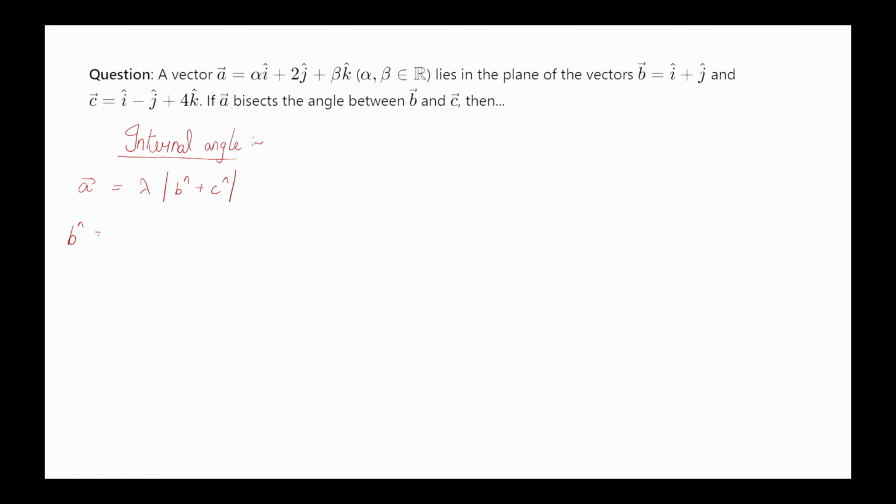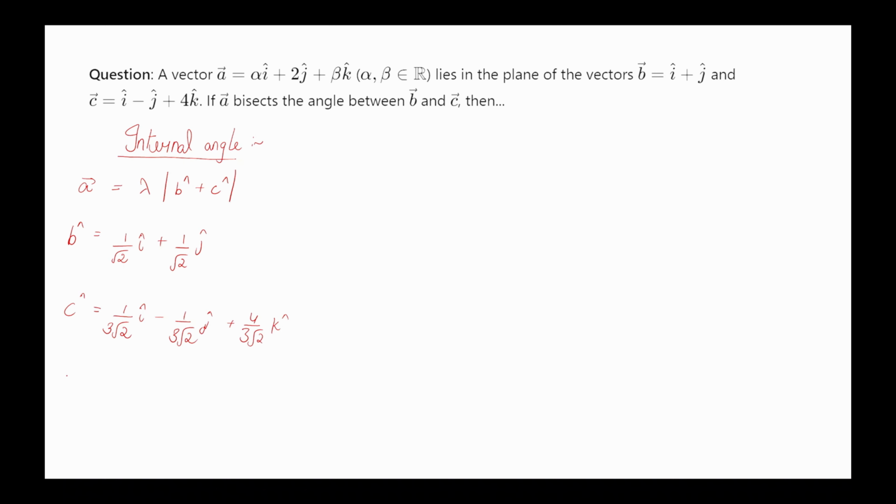So basically my B cap would be equal to 1 by root 2 I cap plus 1 by root 2 J cap. And when I talk about my C cap, it is going to be root under 1 plus 1, 2 plus 16, 18. So root under 18, which is 3 root 2. So this would become 1 by 3 root 2 I cap minus 1 by 3 root 2 J cap plus 4 by 3 root 2 K cap. So these are my C vector and B vector.